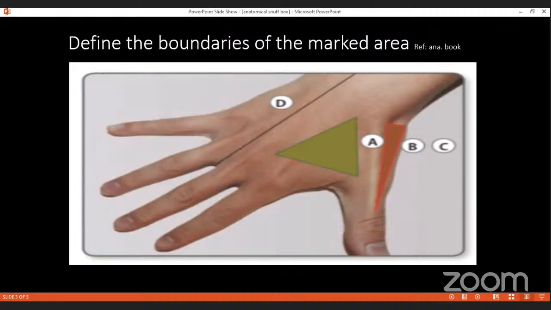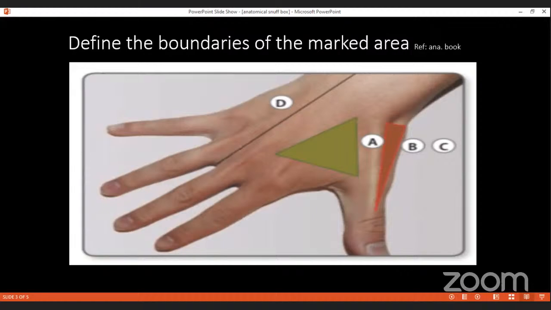Can you tell me how many canals there are, or what the extensor retinaculum is divided into? What passes? There is extensor digitorum, extensor digitorum profundus and extensor digitorum superficial. Each one has four tendons, and it also contains the median nerve and the flexor pollicis.